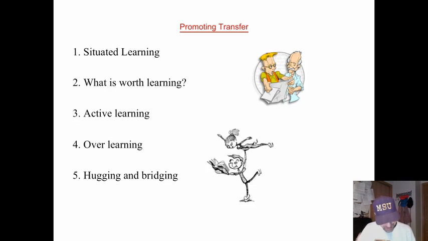Not everything is of equal worth. The third one is active learning. The opposite of that is passive learning, where students simply passively receive information. You want students to be as actively, physically, mentally, emotionally engaged in what they are learning as possible. Students learn more by doing.